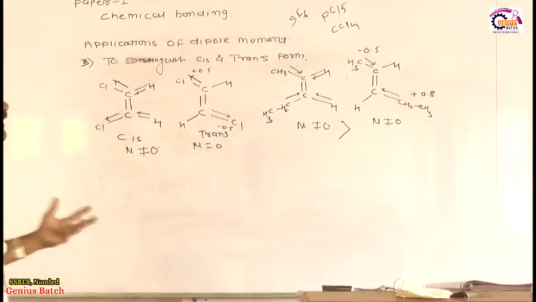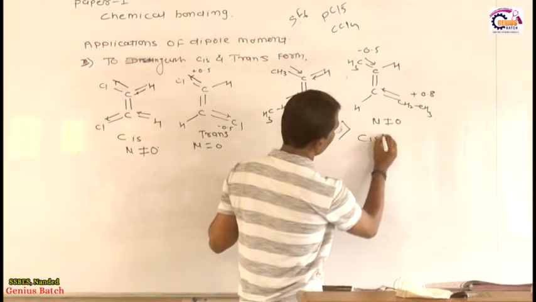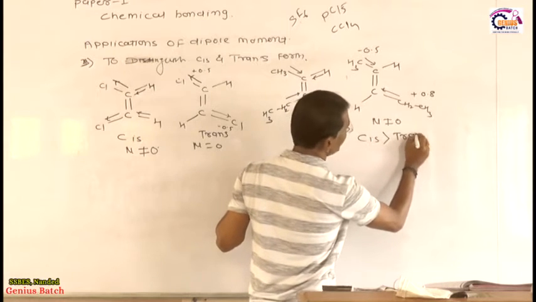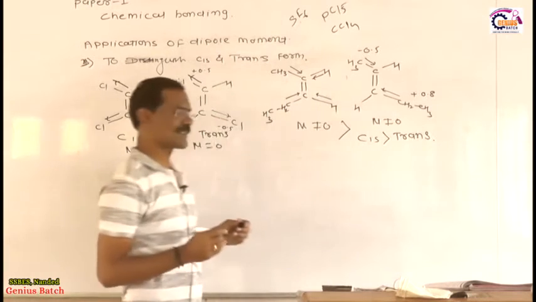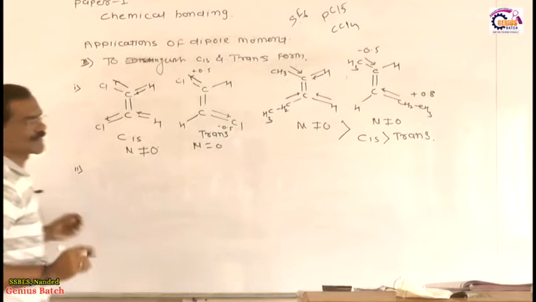So dear students, listen very carefully. The dipole moment of cis isomer is always greater than that of the trans isomer. This is the first point. Now, what is the second point?